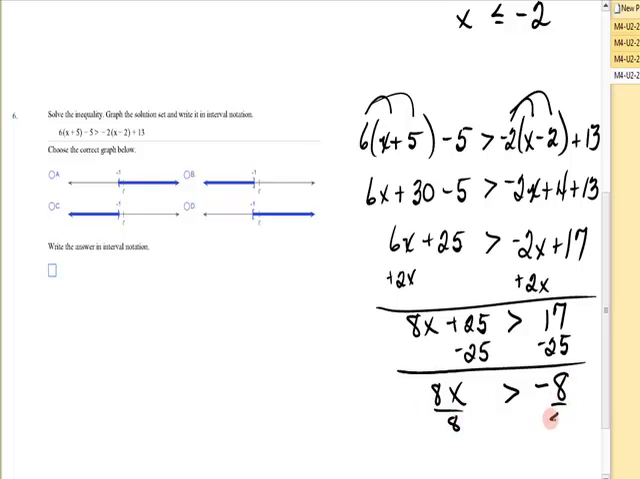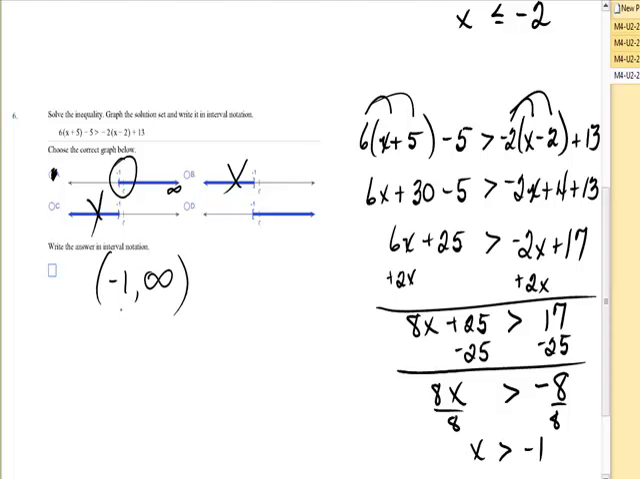Divide by 8, which is a positive number, so nothing reverses. x is greater than negative 1. Greater than to the right. So I X off the ones that can't be right. And strictly greater than means parentheses. So it's going to be choice A. What will that be as an interval? From negative 1 to infinity, always parentheses there. In this case, parentheses on the negative 1.